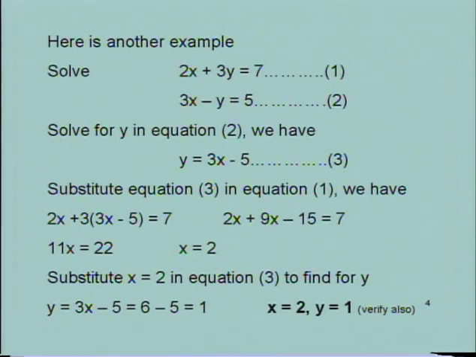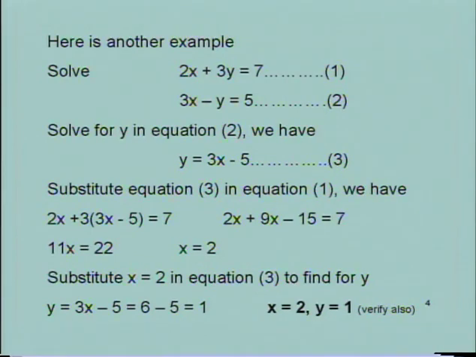Substitute x = 2 in the third equation to find y, because y = 3x - 5. So when we substitute 2 for x, we'll have y = 6 - 5. 6 - 5 is equal to 1. The solution to the equations would be x = 2, y = 1.